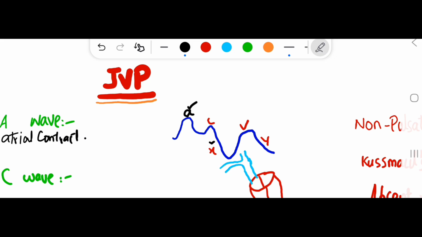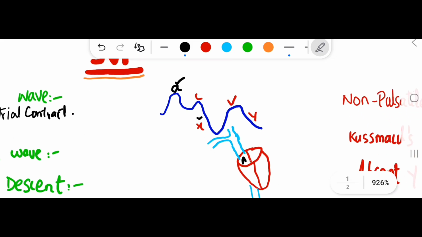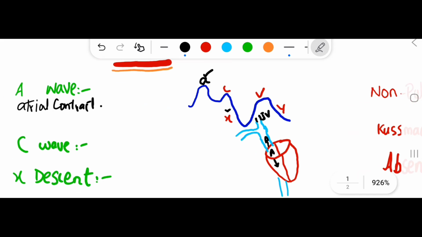Here you can see that when this atrium contracts, some blood moves towards the ventricle and some blood may move towards the JVP. And in this way, this jugular venous pulse is seen. This is known as the A wave.